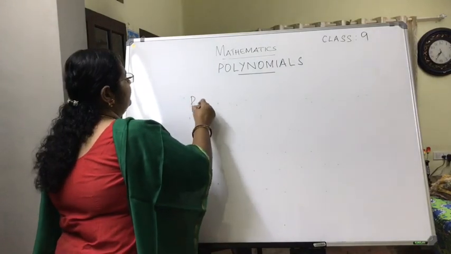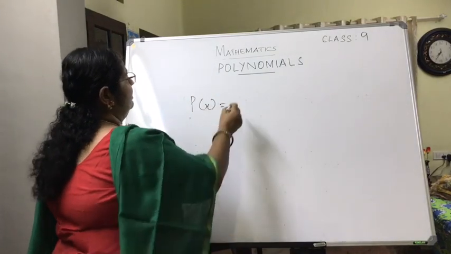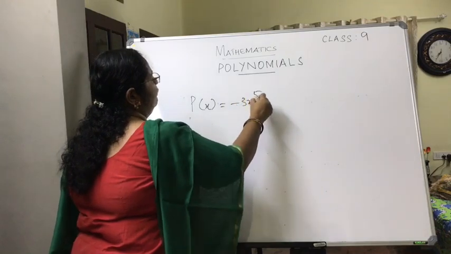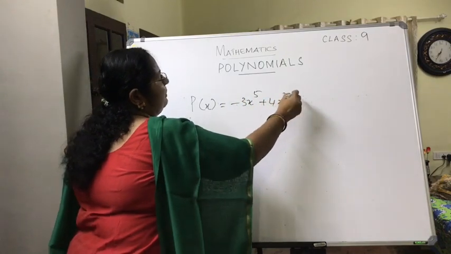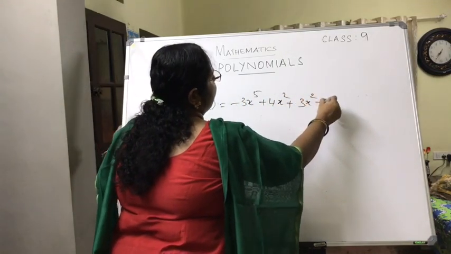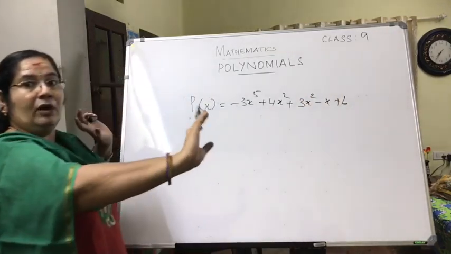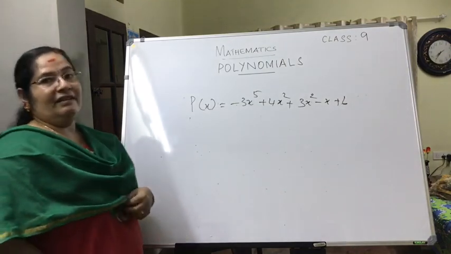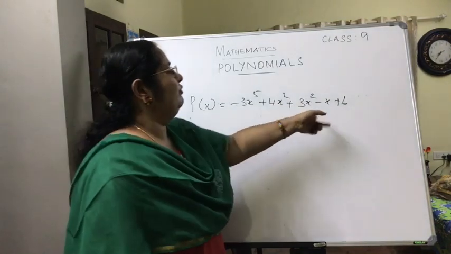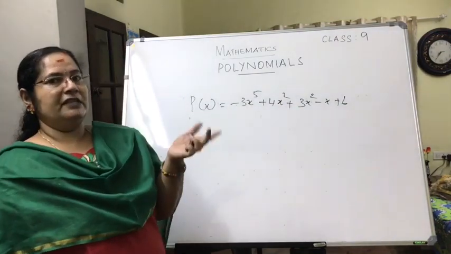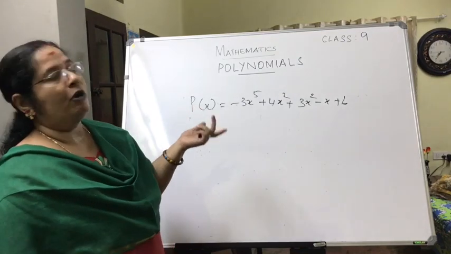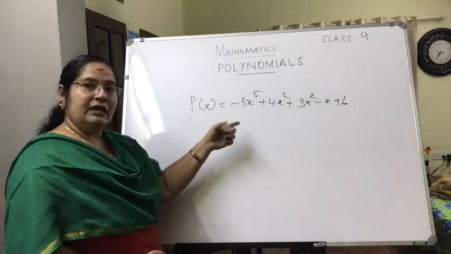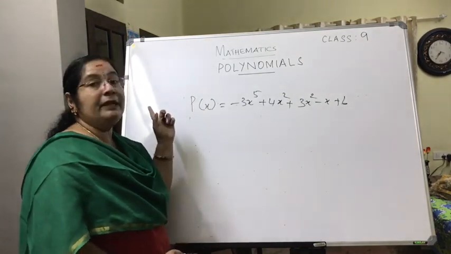Now let us consider a polynomial, say p of x is equal to minus 3x raised to 5 plus 4x square plus 3x cube minus x plus 6. It's a big expression, a big polynomial. How many terms are there? 1, 2, 3, 4, 5 terms. We don't have any specific name for it, we just call it a polynomial. It is in the variable x, that is why I have given p of x.